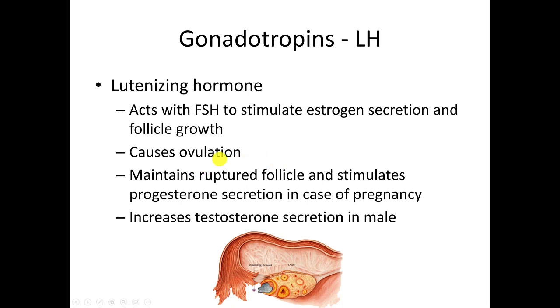The other thing that luteinizing hormone does is when a woman gets pregnant, it helps to stimulate the release of progesterone. And remember, I mentioned to you at the very beginning of this lecture that progesterone maintains the uterine lining. So this is a hormone that's released when you're pregnant, saying, hey, we need to make sure we're releasing enough progesterone to keep that lining intact and keep that pregnancy viable. It can also increase testosterone secretion in a male.